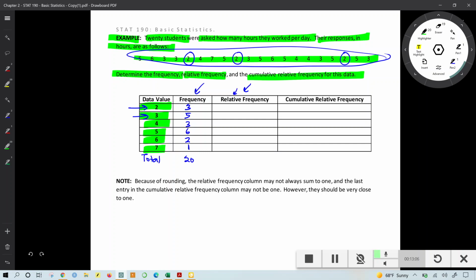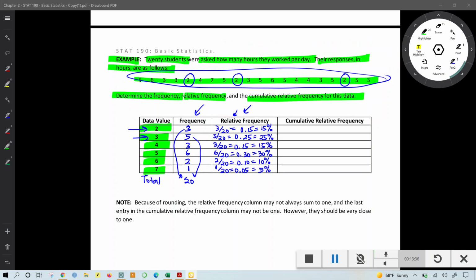Then for relative frequency, the first relative frequency will be 3 out of 20, which represents 0.15 or 15%. The next one is 5 out of 20, which represents 0.25 or 25% of the data set. And then we have 3 out of 20, which is another 0.15, which is 15%. I'm going to complete the rest. So on your screen, we have completed the remaining relative frequencies.